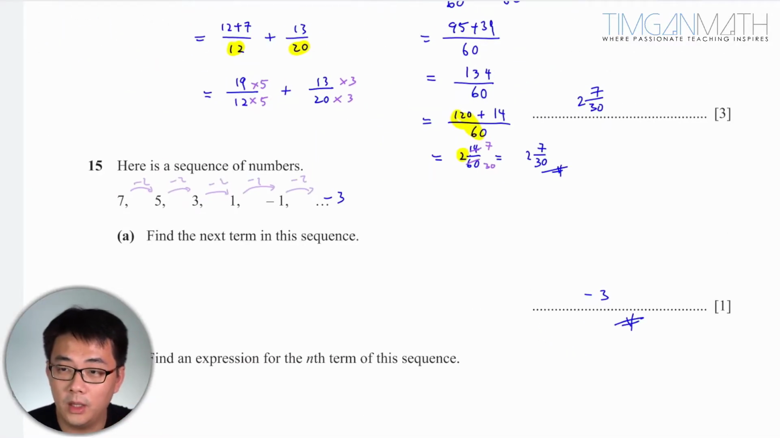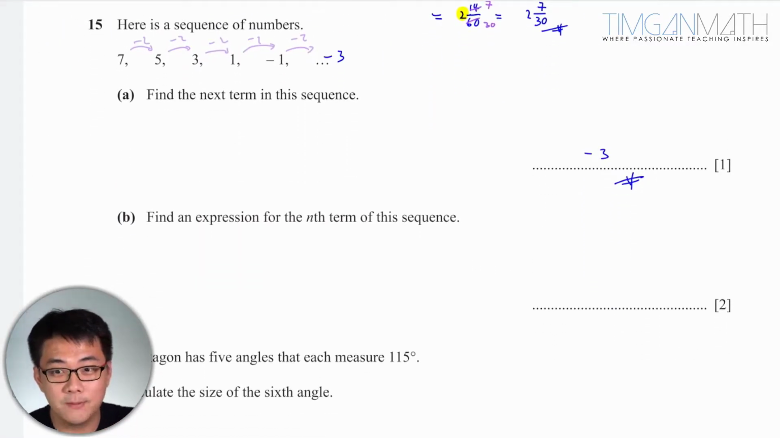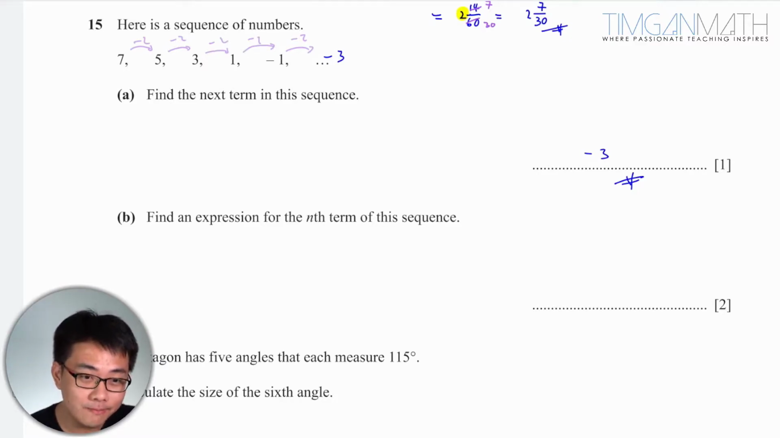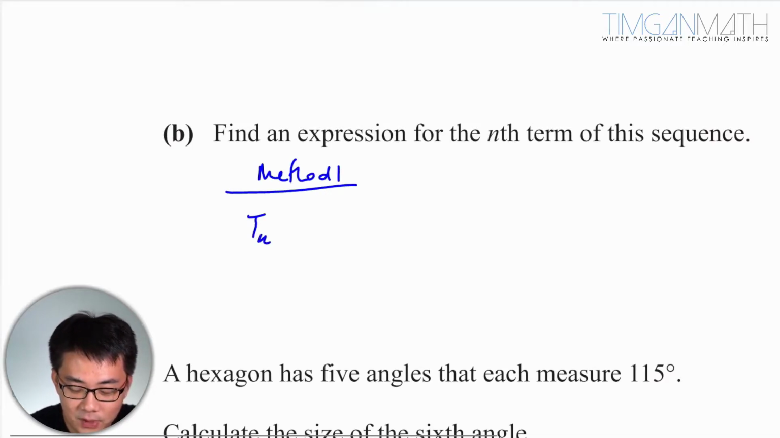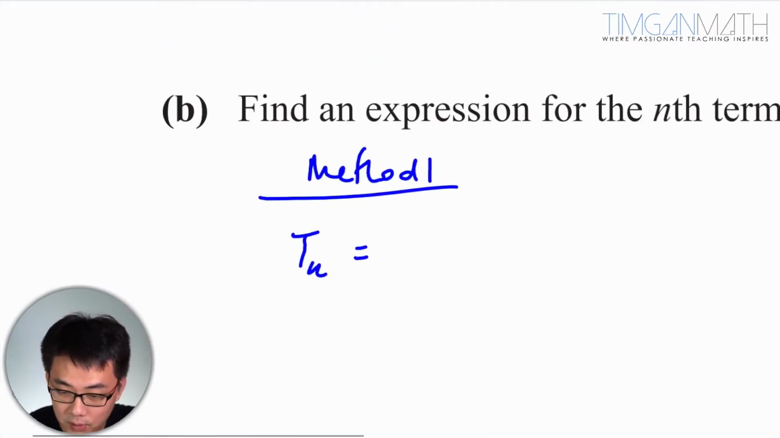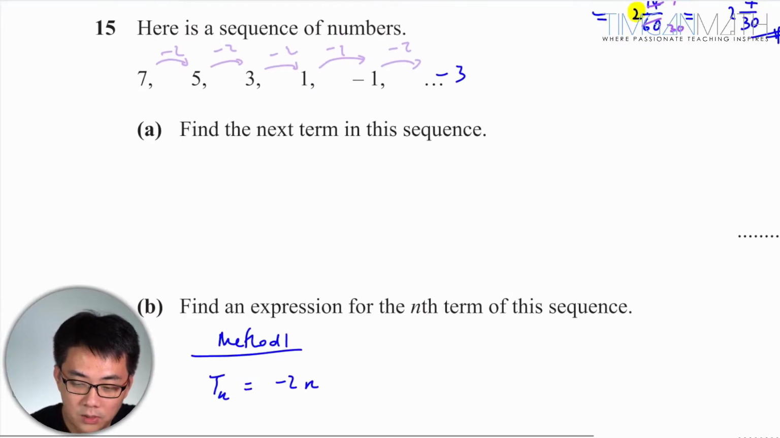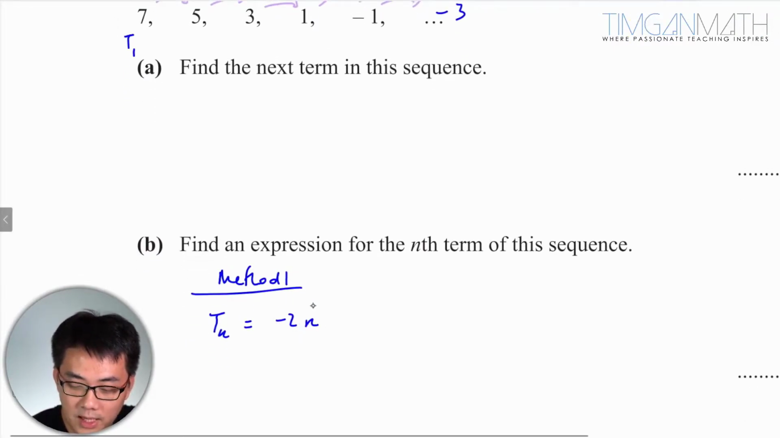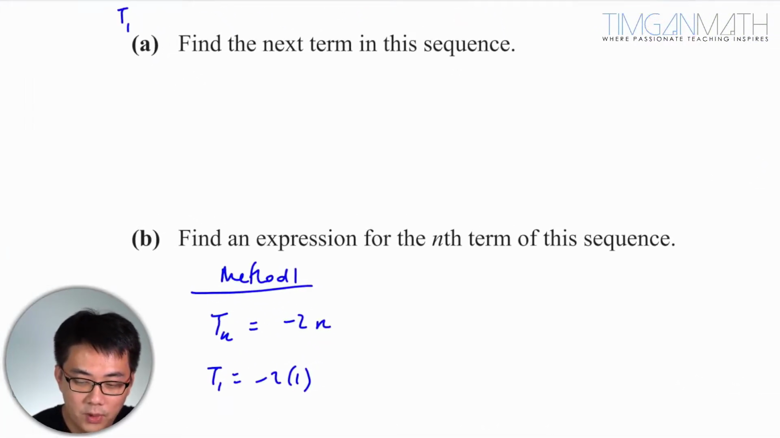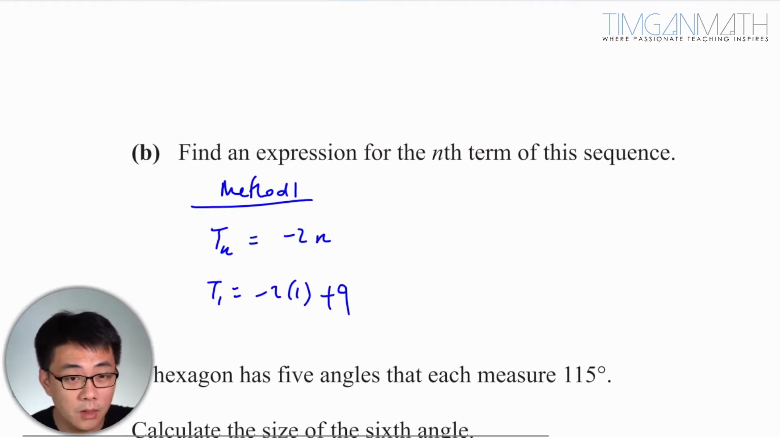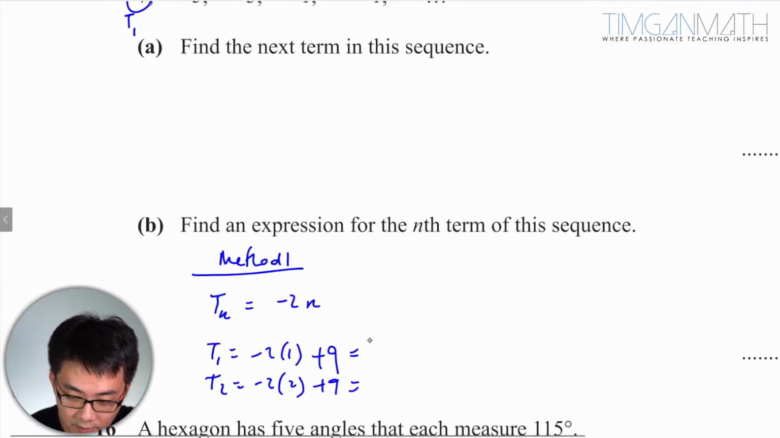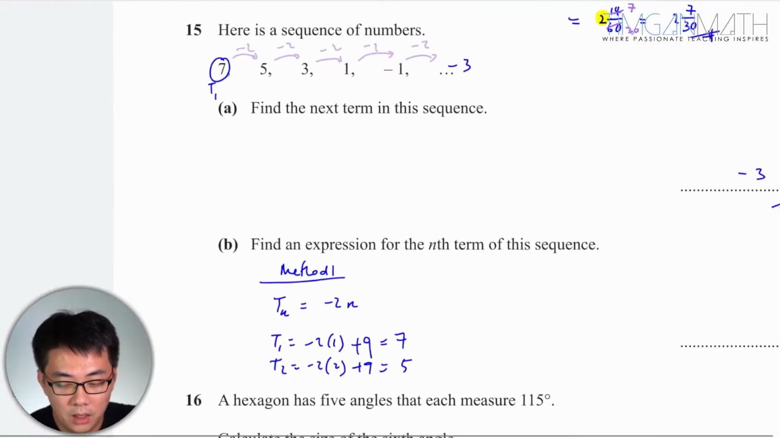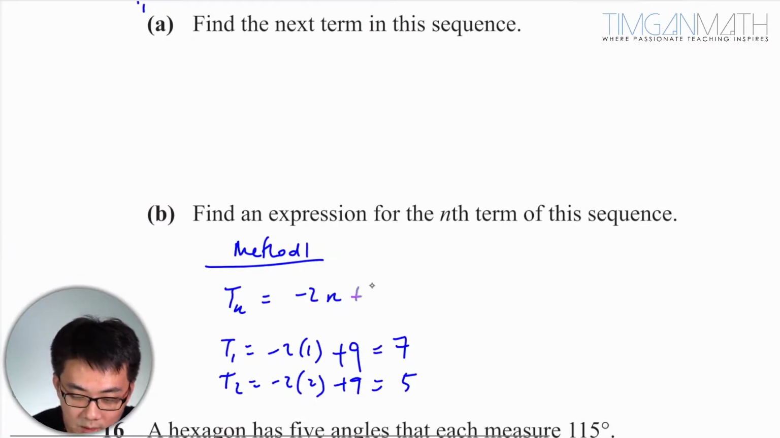Okay, there you go. Then find an expression for the nth term of this sequence. There are a few ways of doing this. The faster way would be just knowing that this is Tn. You know that the common difference is -2. So -2 multiplied by n is the key here. If you sub 1 in, T1 is -2 times 1, which is -2. Of course, if you want to make it 7, you just need to add 9. Then check T2, is it -2 times 2? You add 9 as well. So this will give us 7, and this will give us 5. I repeat, you start off with -2n here, and you ask yourself what should you add behind it. It should be plus 9 here.